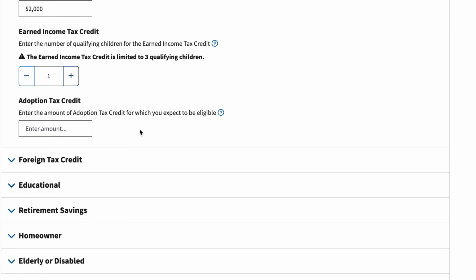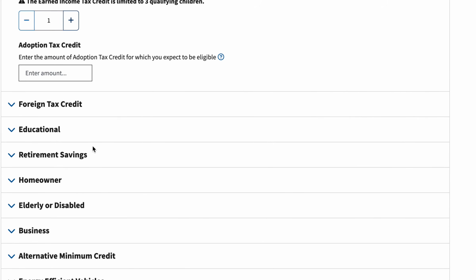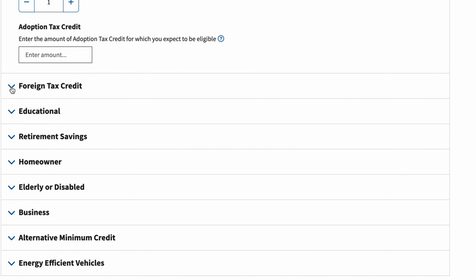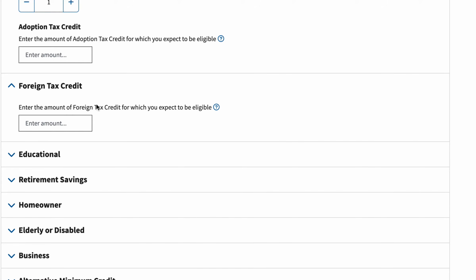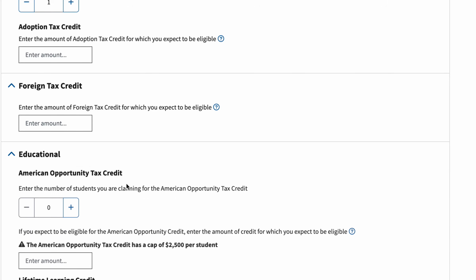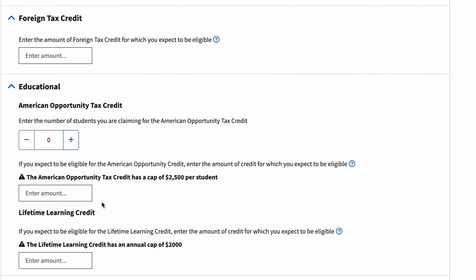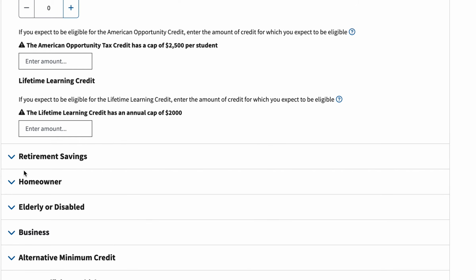We're not sure. So adoption tax credit. We didn't adopt a child, so we'll skip this one. There are lots of other information fields, and this is information you would possibly pull from your prior year tax return or from a tax planner. So educational credit, the American Opportunity Tax Credit, like if someone was going back to school, they'd be able to claim some of these credits.